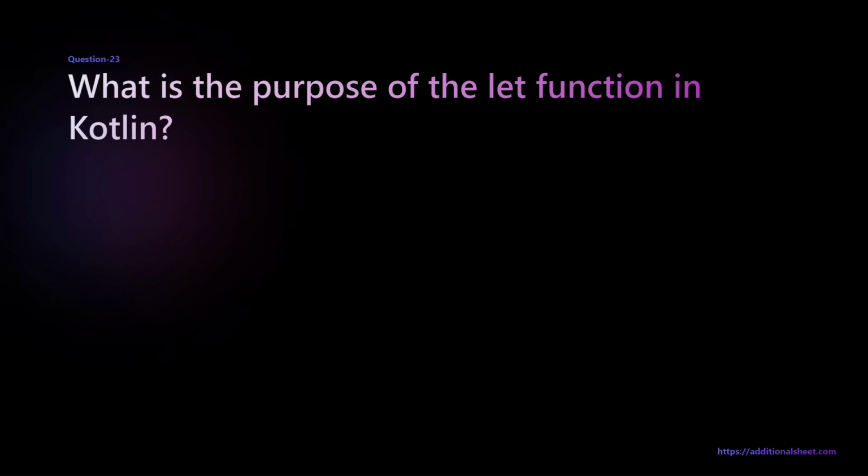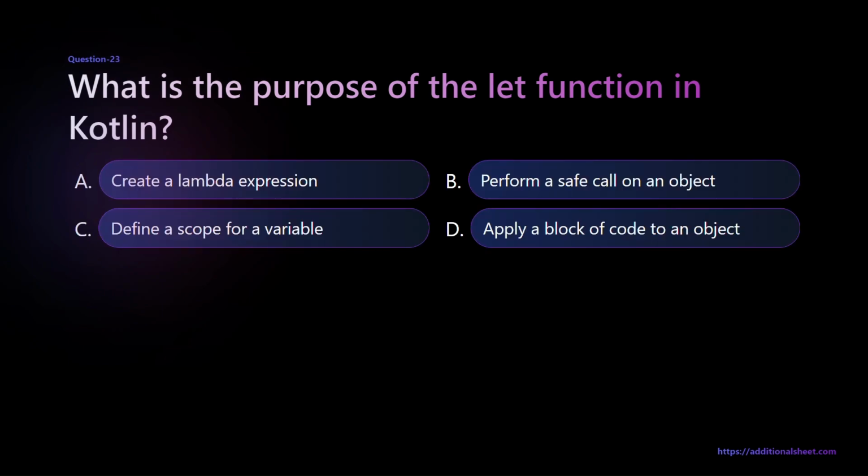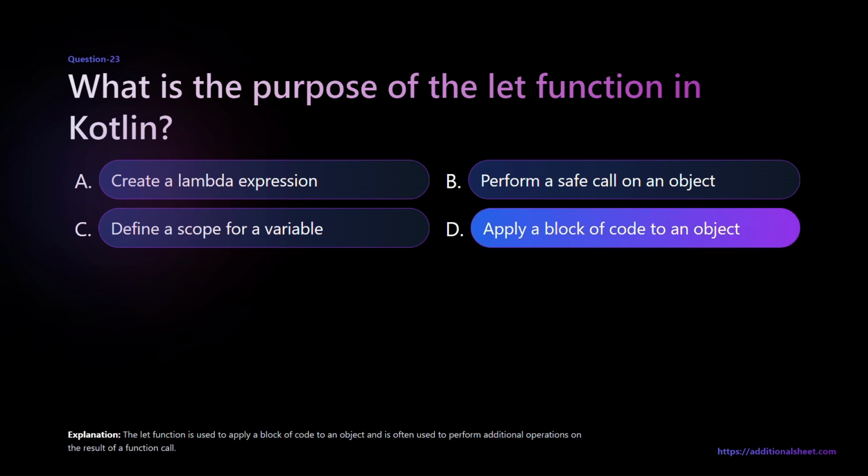What is the purpose of the let function in Kotlin? Option A, create a lambda expression. Option B, perform a safe call on an object. Option C, define a scope for a variable. Option D, apply a block of code to an object. The correct answer is option D, apply a block of code to an object.